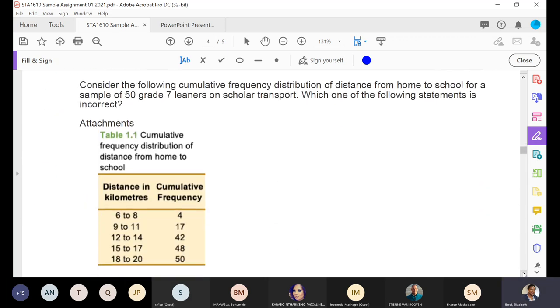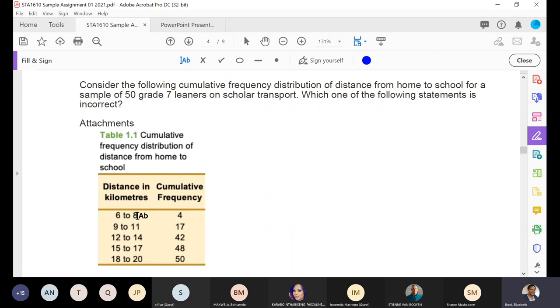Consider the following cumulative frequency distribution. So now here it's cumulative frequency distribution. So what you need to do with this information, I'm not going to read the whole entire question. These intervals were not created correctly. I am not sure, because when one ends, the other one must start.